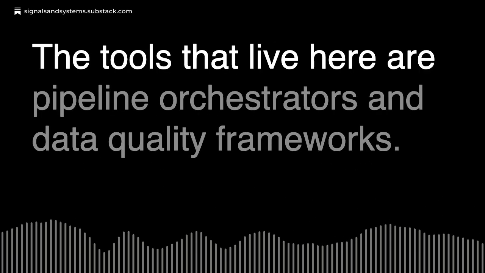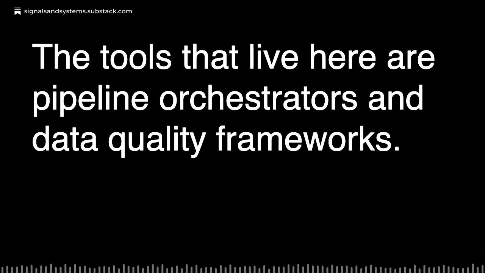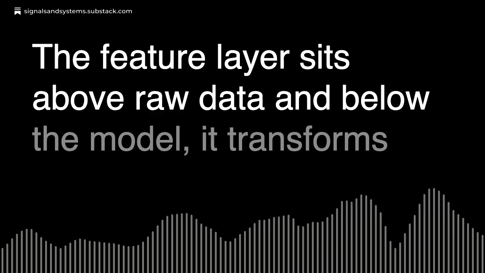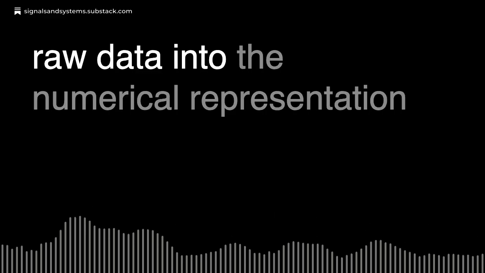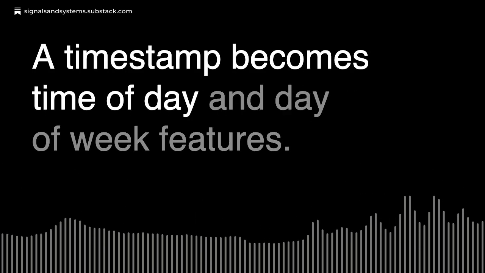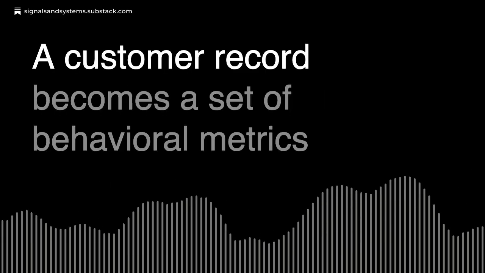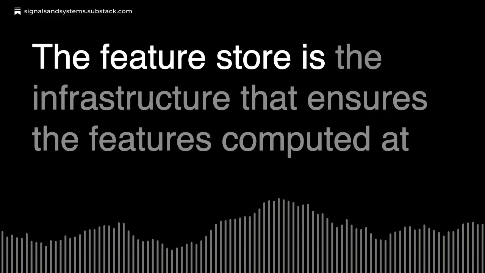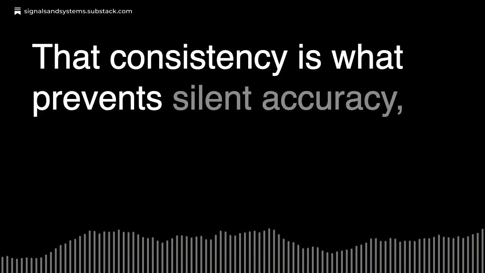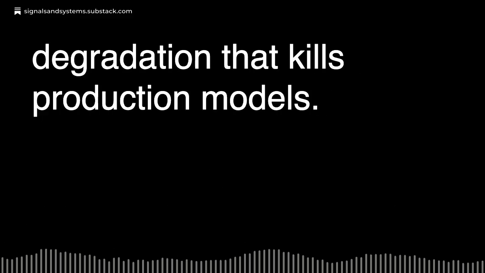The tools that live here are pipeline orchestrators and data quality frameworks. The languages that run here are primarily Python with SQL for transformation logic. The feature layer sits above raw data and below the model. It transforms raw data into the numerical representation that machine learning models can learn from. A timestamp becomes time of day and day of week features. A customer record becomes a set of behavioral metrics computed over rolling windows. The feature store is the infrastructure that ensures the features computed at training time are identical to the features computed at inference time. That consistency is what prevents the silent accuracy degradation that kills production models.